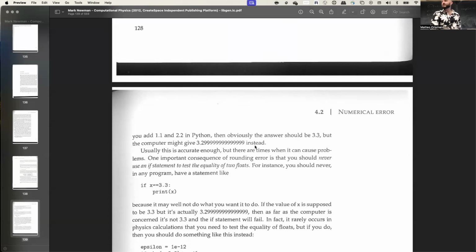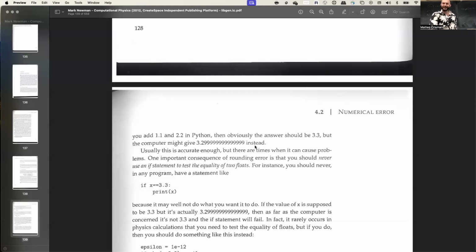Is that the same? I was actually doing this yesterday, and it gave me 3.0000. Okay. You got this number? No, I got... Yeah. Why? I don't know.